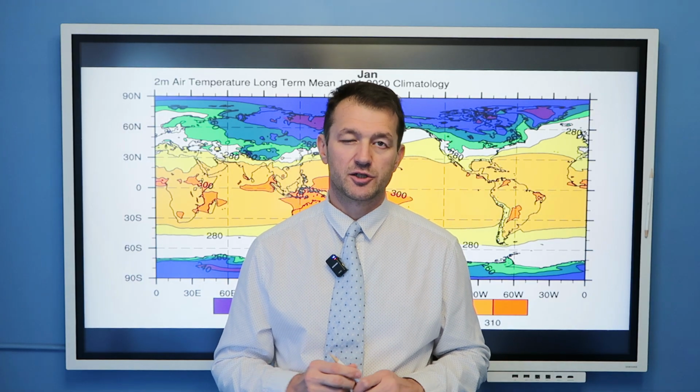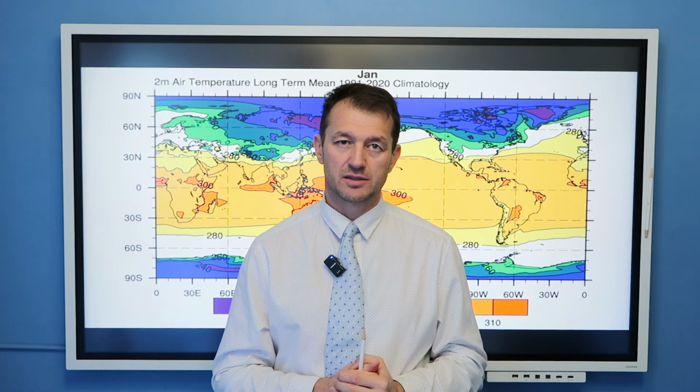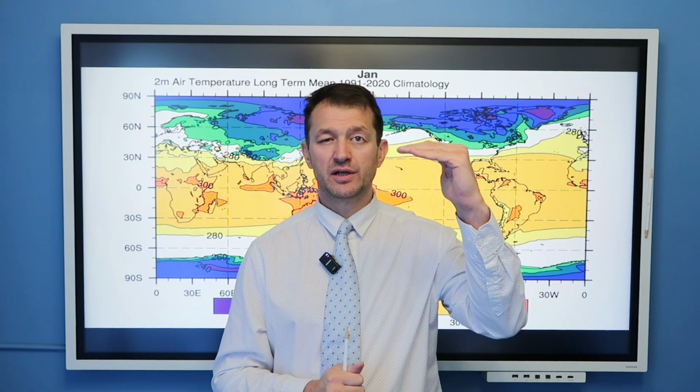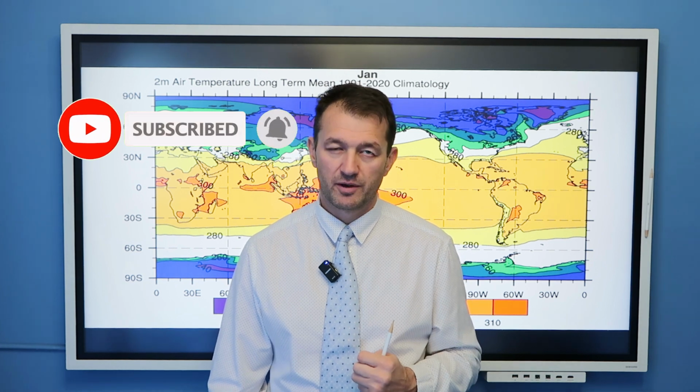Global average temperature on this planet is 15 degrees Celsius close to the surface. And we know it would be much colder if we had an atmosphere that doesn't contain greenhouse gases. In fact, the surface global average temperature would be negative 18 degrees Celsius, namely 33 degrees Celsius below what we actually observe around us. And that's because of greenhouse gases. So we are very thankful for the atmosphere and greenhouse gases to keep our planet warm.